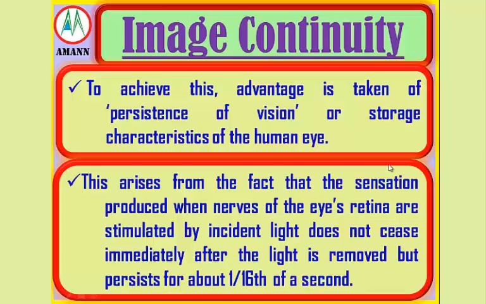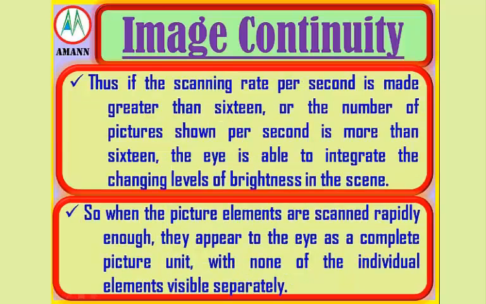This arises from the fact that the sensation produced when nerves of the eye's retina are stimulated by incident light does not cease immediately after the light is removed but persists for about 1/16 of a second. Thus, if the scanning rate per second is made greater than 16, or the number of pictures shown per second is more than 16, the eye is able to integrate the changing levels of brightness in the scene. So when the picture elements are scanned rapidly enough, they appear to the eye as a complete picture unit, with none of the individual elements visible separately.